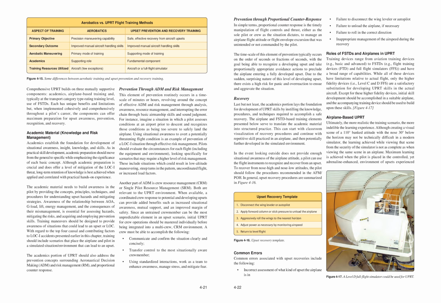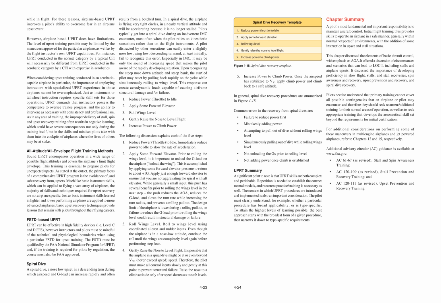Although creating a visual scene of a 110 degrees banked attitude with the nose 30 degrees below the horizon may not be technically difficult in a modern simulator, the learning achieved while viewing that scene from the security of the simulator is not as complete as when viewing the same scene in an airplane. Maximum learning is achieved when the pilot is placed in the controlled, yet adrenaline-enhanced, environment of upsets experienced. Figure 4.17. A leveled full flight simulator could be used for UPRT while in flight. For these reasons, airplane-based UPRT improves a pilot's ability to overcome fear in an airplane upset event.